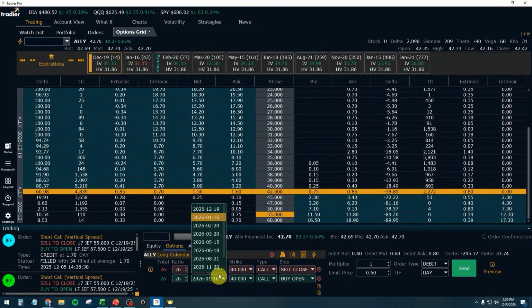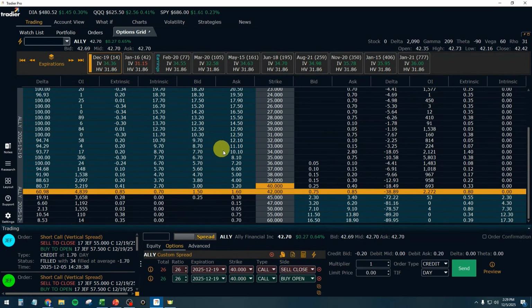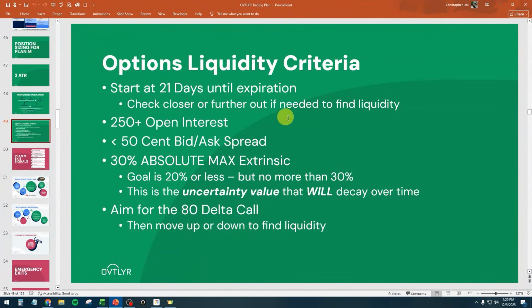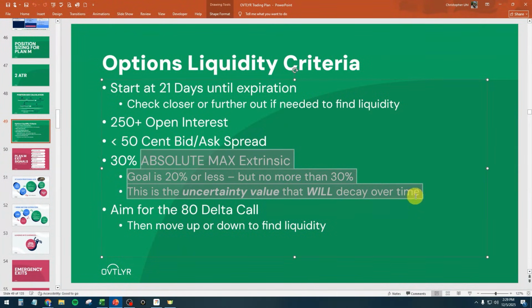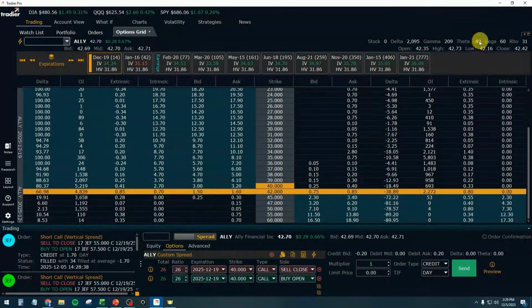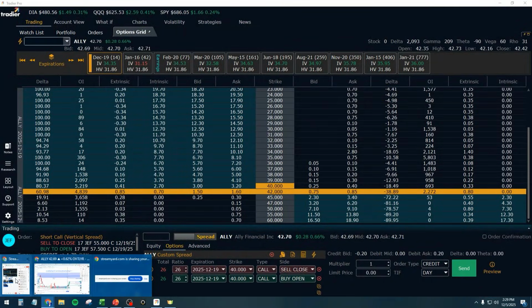All right, we are in December looking to roll potentially from the 40 to the 42. Now, if we roll from the 40 to the 42, that's going to take us from an 80 delta to a 61 delta. That could be okay still, but let's go through this a little bit more. Tons of open interest. That looks great. 85 cents on $1.60 is more than 50% extrinsic value. So for me, I would not roll this one, and that is the reason why. I have strict liquidity standards, and that would be greater than my absolute max extrinsic value. So I wouldn't roll that personally. But you do you. Have your plan, and you roll that plan.